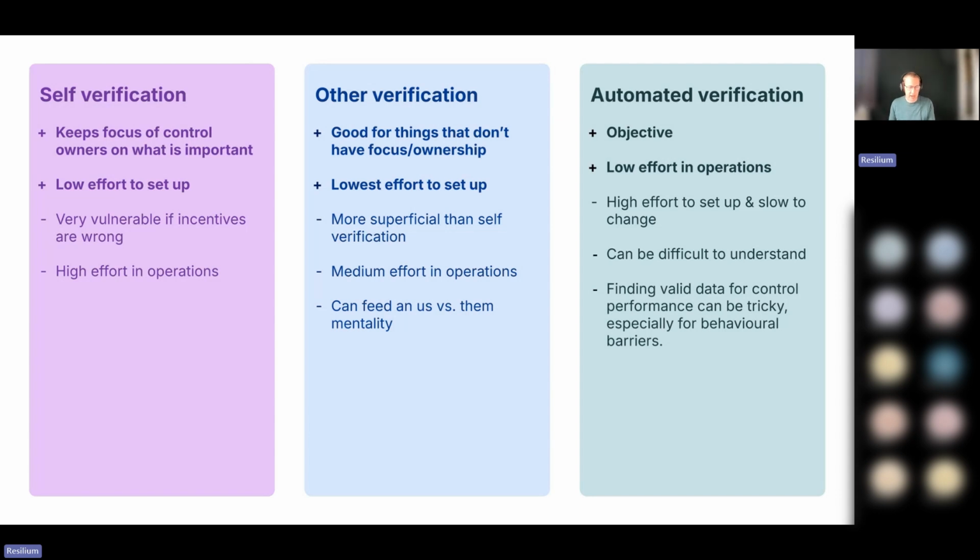The other downside is that it's high effort in the operation. It's a lot of work for the people doing the actual work. So a very important thing with self-verification is to filter the amount of verification that they need to do, so it's not a lot of work. You should keep that in mind always. That's just a constraint of doing self-verification. You cannot ask people to rank 30 barriers every day. That's a good way to not get good results. So the other verification is good for stuff that doesn't have a clear focus or ownership.